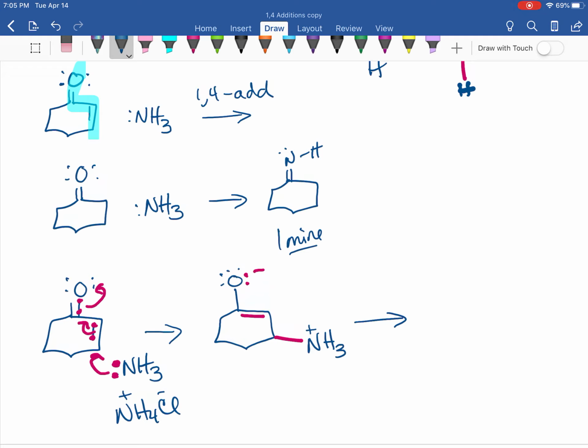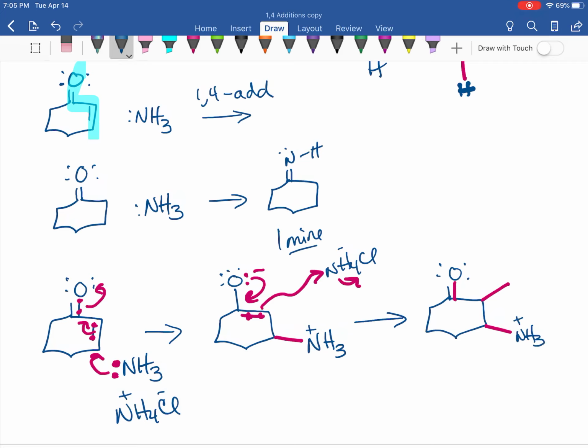And then again, we will have some quench steps here. We'll either have a little bit of acid in solution already in this reaction, or we'll have a quench step. And then let's draw the product of that. Okay, so now we've just reformed this bond. We've quenched here, and we've ended up with our nitrogen there.